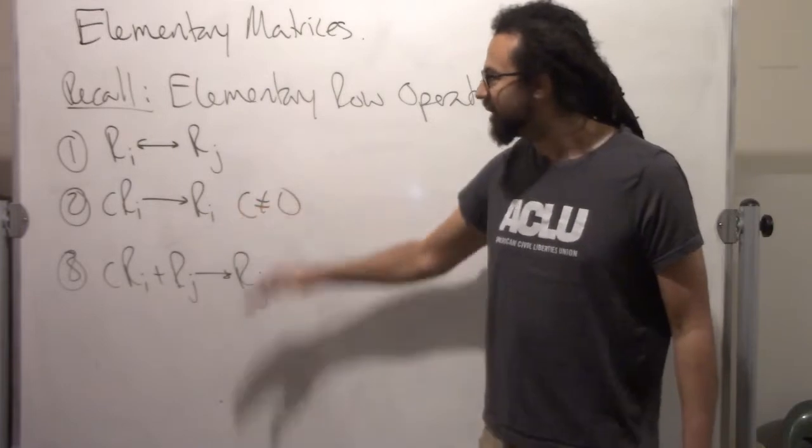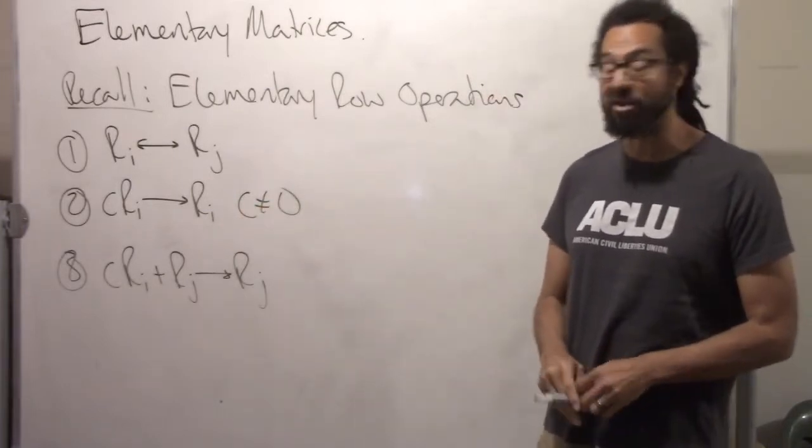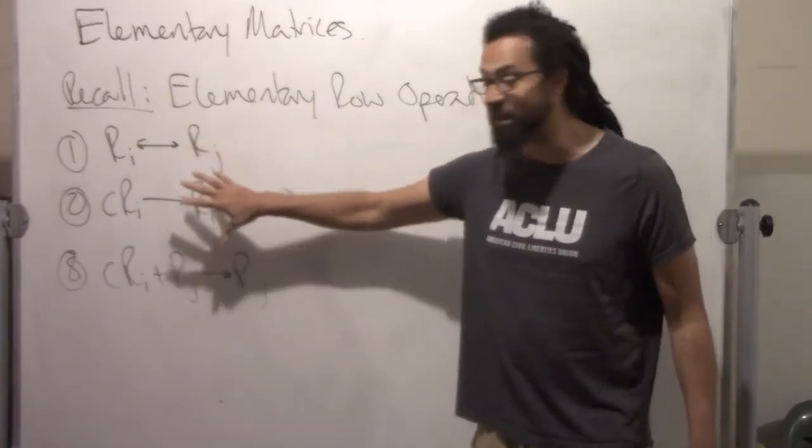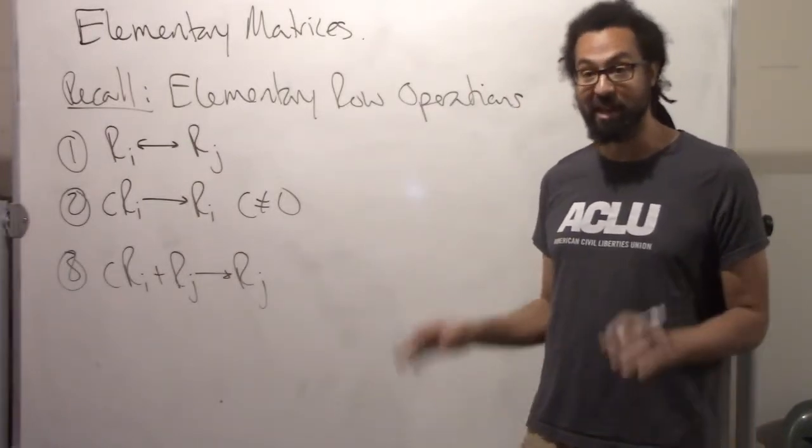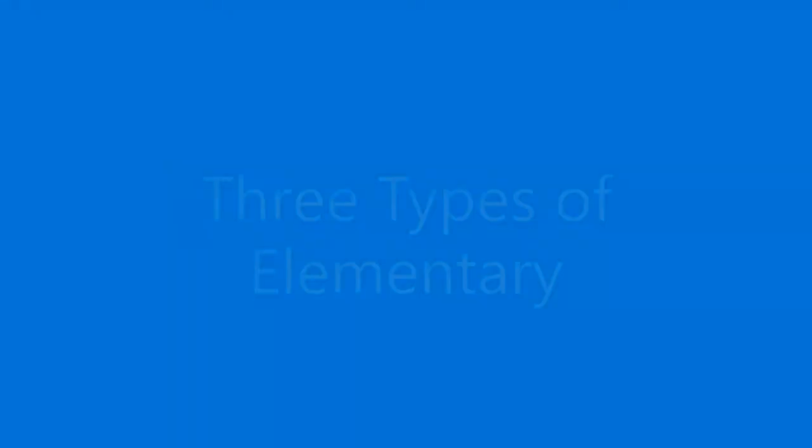So remember, three elementary row operations. You can do this to a matrix, or you can do it to a system of linear equations and not change the solution set.